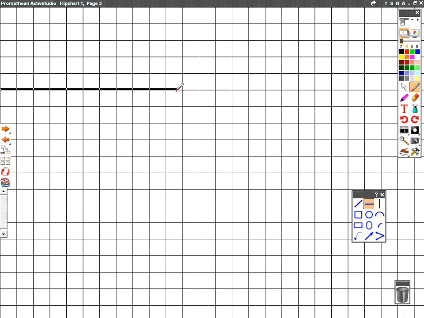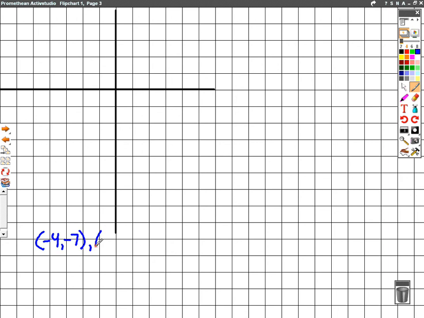I'm going to make my x-axis go about right here, like that. And I will make my y-axis now set it up over here a little bit more. And that ought to be plenty right there. Now the 2 points that we're going to use on this one are -4 and -7. So let's write those down. -4 and -7. And the other point that we're going to use is -4, 4. So again, let's go ahead and plot those points right there.